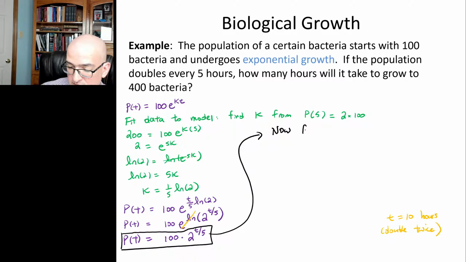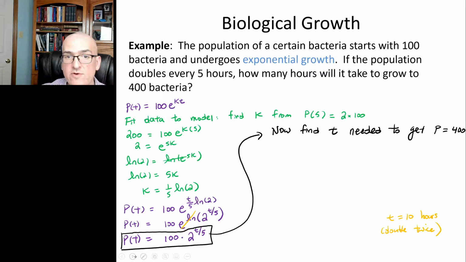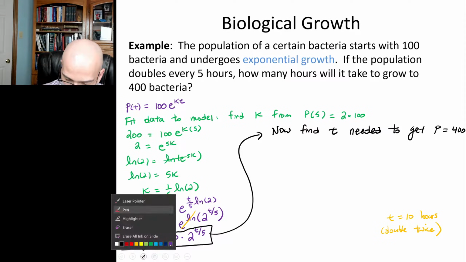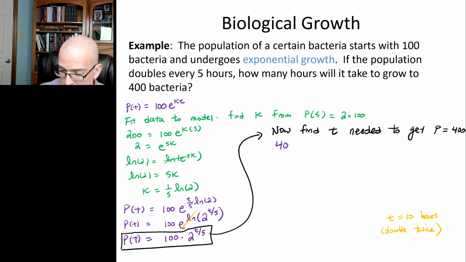Now find t needed to get P equals 400. So I'm going to set 400 equal to the right hand side and solve for t. So 400 is equal to 100 times 2 to the t over 5. So 4 is equal to 2 to the t over 5.